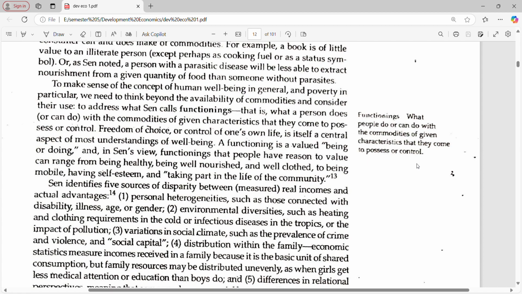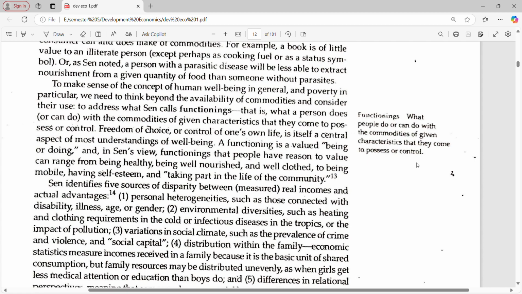So these functionings depend not only on the commodities a person possesses, but on their ability to use them effectively. For example, owning a book is of little use to an illiterate person. A person with a parasitic disease may not benefit as much from food as a healthy person would. So therefore, to assess well-being, it's essential to consider what people can actually do with what they have, not just what they have in terms of commodities.